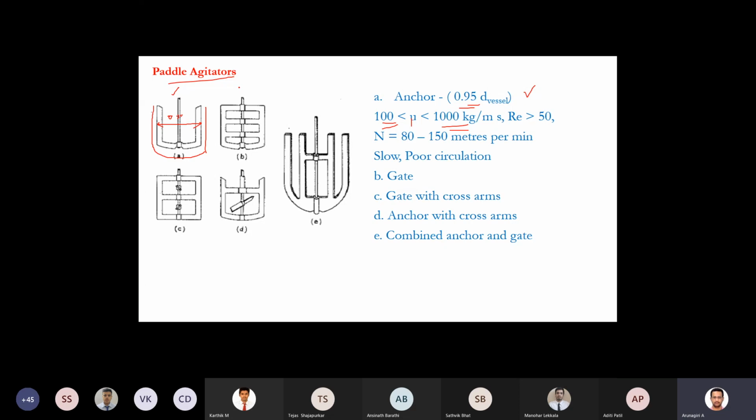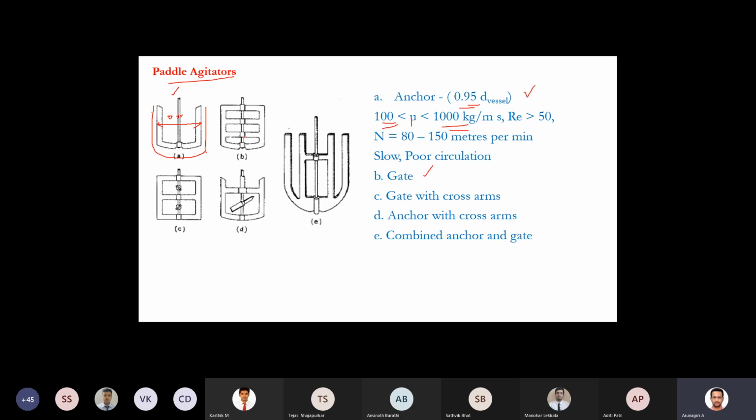Horizontal means your H by D is less, that is, the diameter of the column is more when compared to the height. So for horizontal tanks, normally you will go for this type of agitation, or whenever you are handling slurries or liquids with solid content, we will go for this paddle type. So this is the simplest one. Here you have different types of modifications.